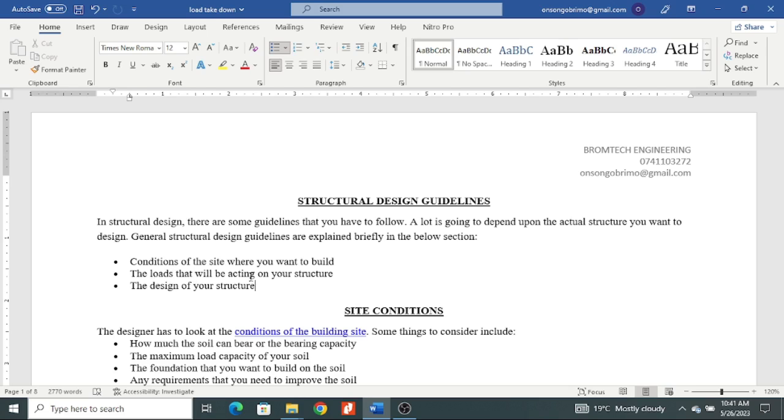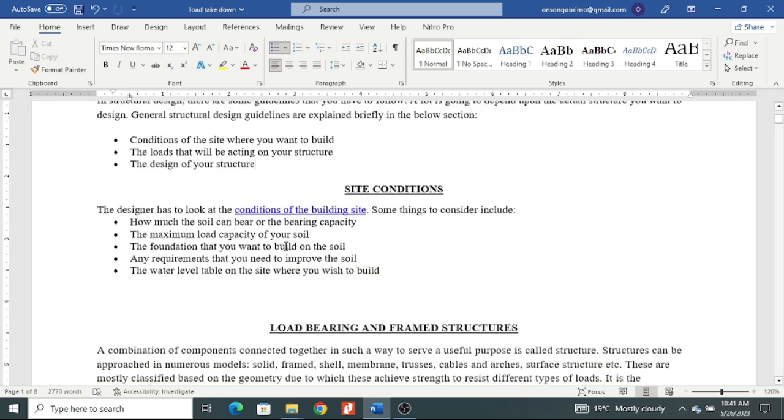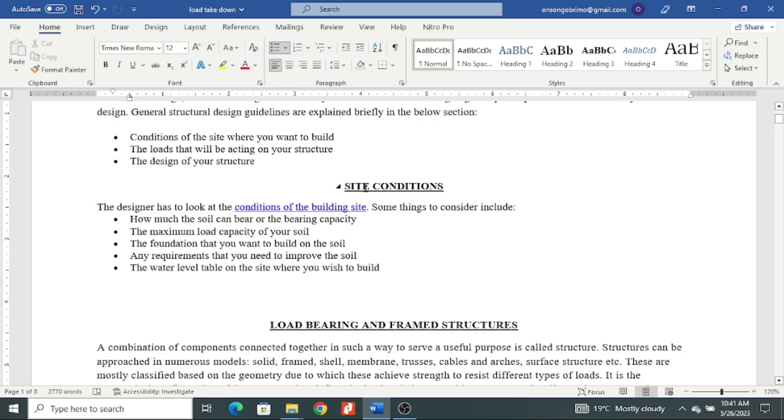And then the design of my structure. How is my structure going to be designed? Which software is going to be more efficient in designing my structure, if I am going to use software? And which methods am I going to use so that I can come up with a structure that is economically designed and at the same time safe? So those are the 3 parameters you should look at. Number 1, I've already talked about the site conditions.